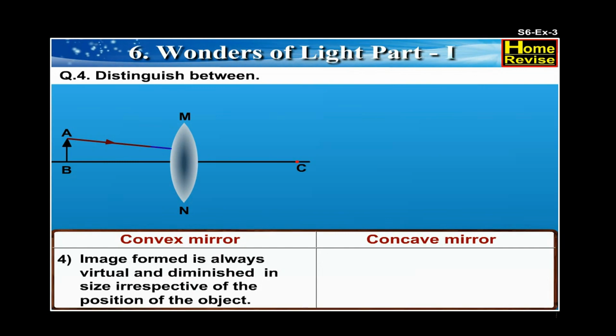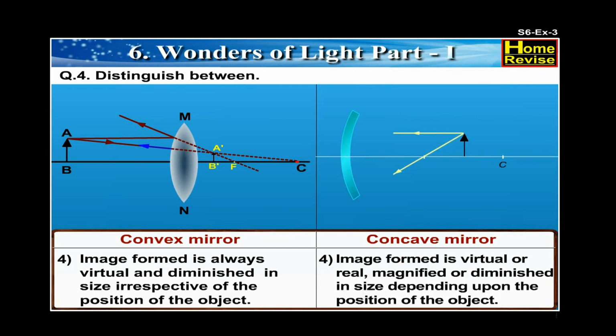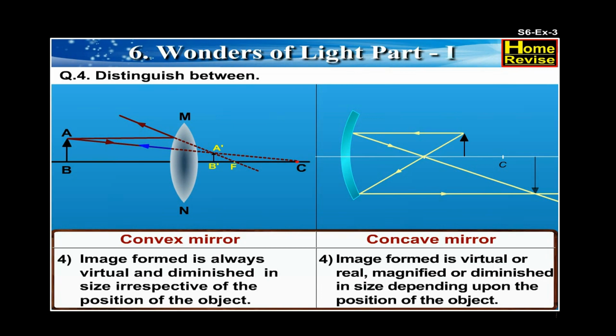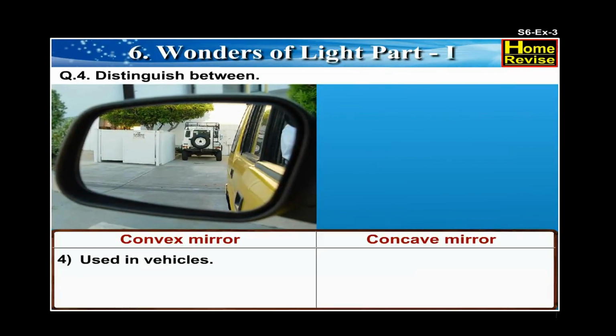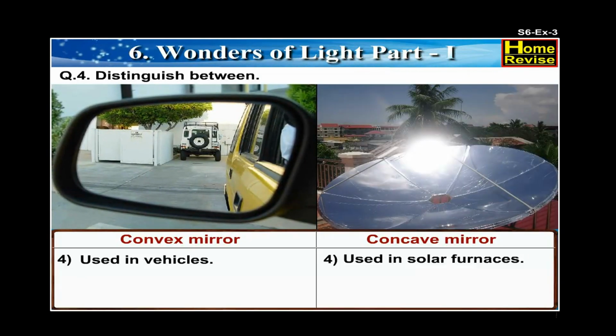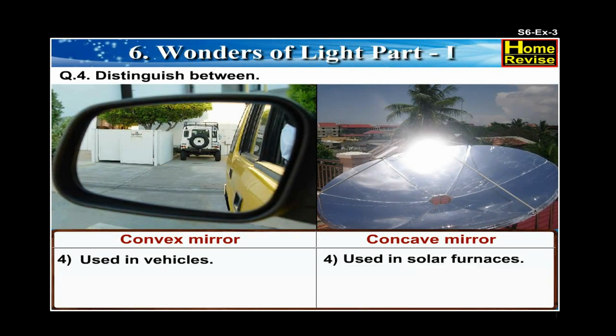4. In convex mirror, image formed is always virtual and diminished in size irrespective of the position of the object, while in concave mirror, image formed is virtual or real, magnified or diminished in size depending upon the position of the object. 5. Convex mirrors are used in vehicles, while concave mirrors are used in solar furnaces.